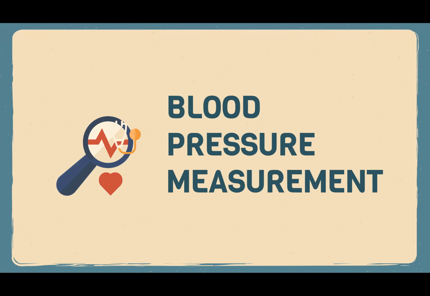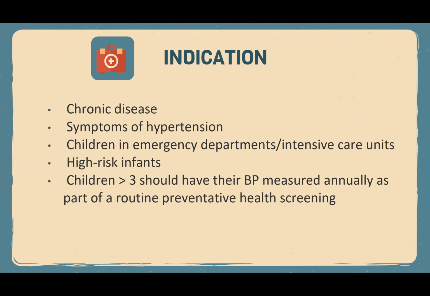Next is blood pressure measurement. So this is usually indicated for chronic disease patients, or if the children have symptoms of hypertension. Basically, the children will show symptoms of hypertension if the patient has second stage hypertension. For example, the symptoms are loss of vision, double vision, chest pain, abdominal pain, or headache.